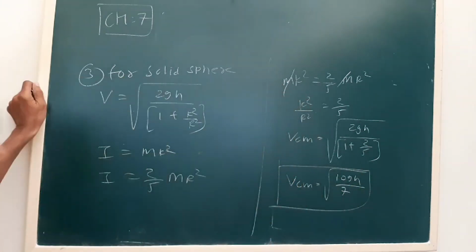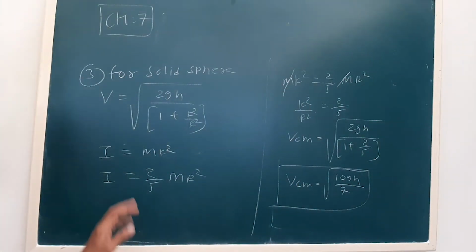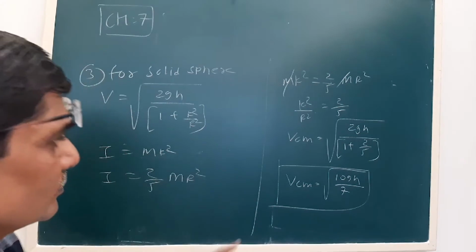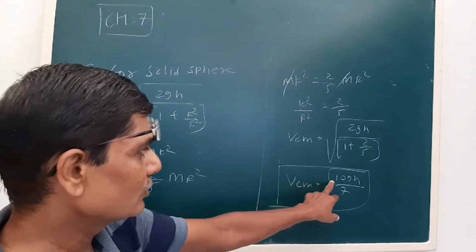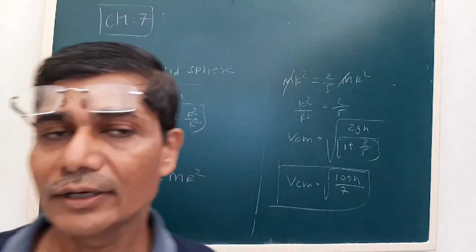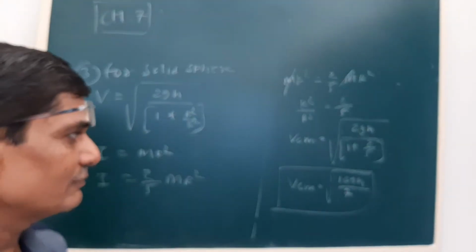Okay, so this is how we can obtain the velocity of the solid cylinder, or we can say the velocity of the center of mass of a solid cylinder at the bottom of the slope is under root 10 GH. Okay, so this is for the rigid body rolling without sliding.